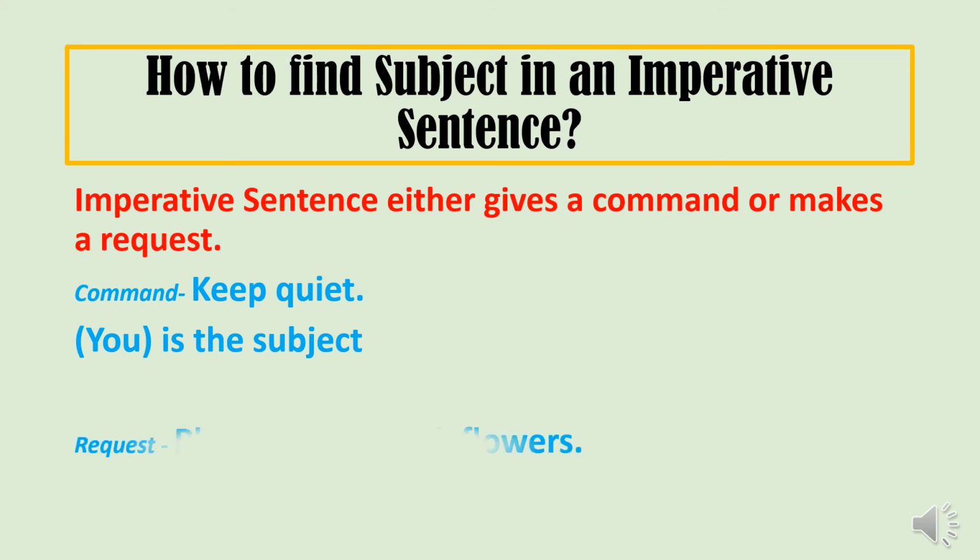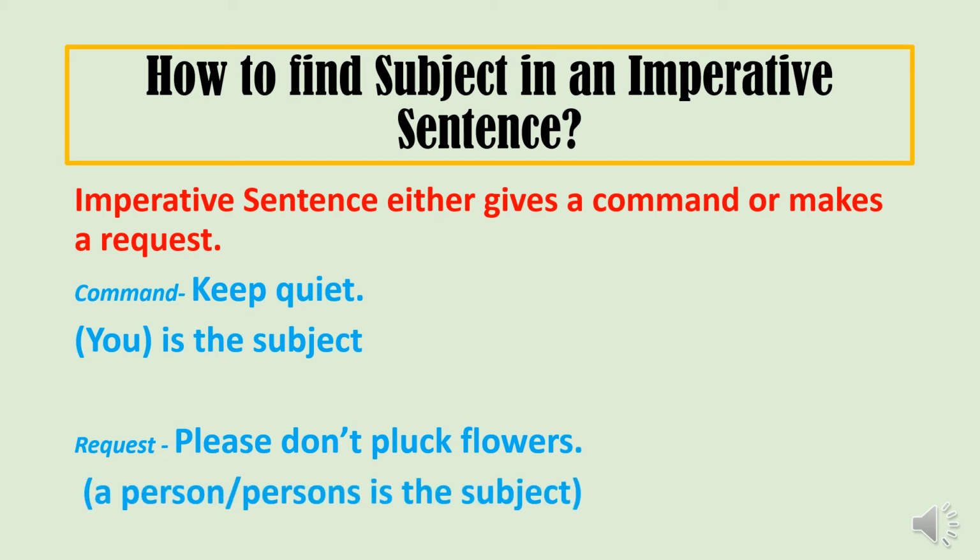Now let us see an example where we are making a request. Please don't pluck flowers. In this sentence again, please don't pluck flowers will be the predicate. There is no subject mentioned. So the subject will either be a person or persons depending upon whom you are requesting.